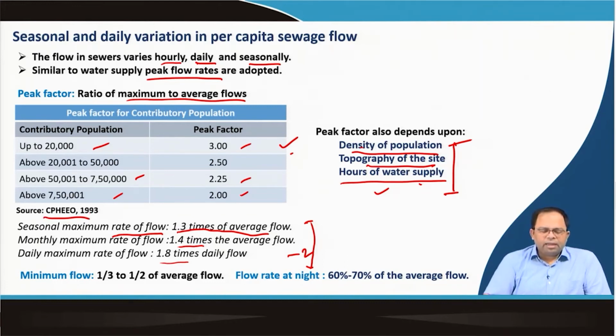So, we find that the flow rate at night is around 60 to 70% of the average flow, while minimum flow is around 1/3 to half of the average flow. So, a little bit less than that.